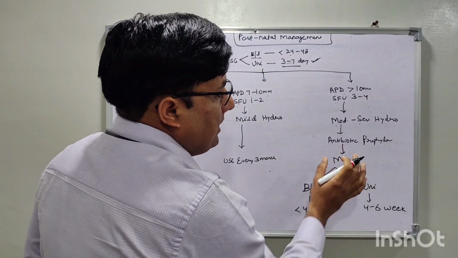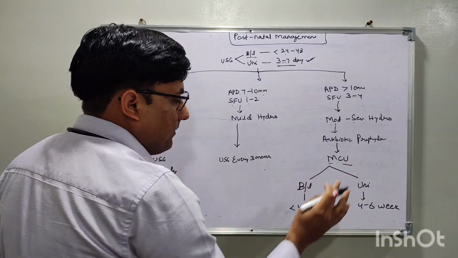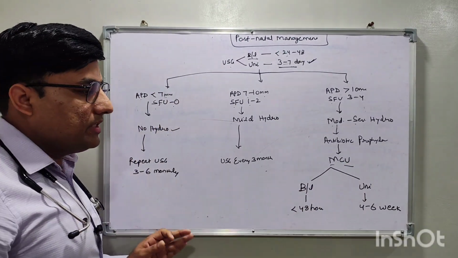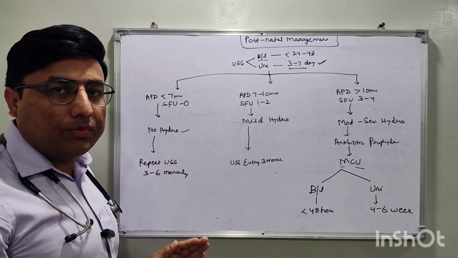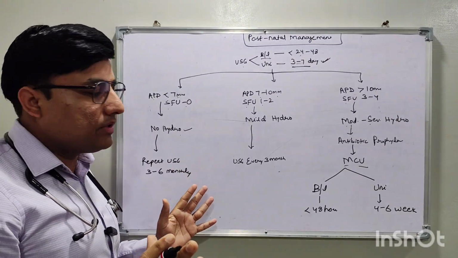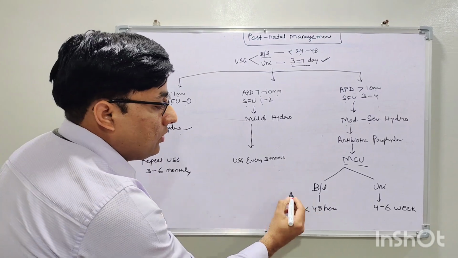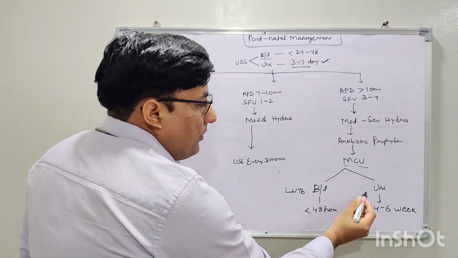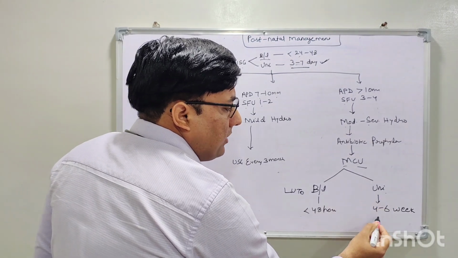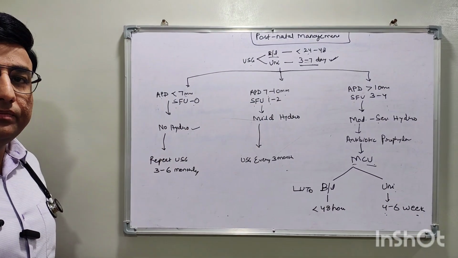And then we should plan MCU, micturating cystourethrogram, of these babies. When to do MCU of these babies? If we are suspecting lower urinary tract obstruction, meaning bilateral hydronephrosis is there, then we should do MCU within 48 hours. In LUTO cases, we should do it within 48 hours. But if it is unilateral, then we can plan MCU at 4 to 6 weeks.